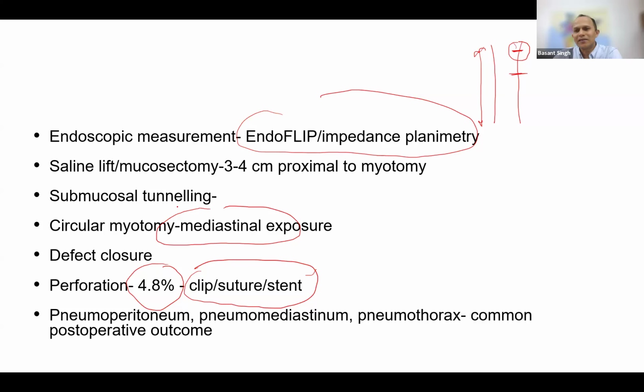Okay, and all these things, pneumoperitoneum, pneumomediastinum, pneumothorax, these are post-operative outcomes. They are not complications. Remember that they are not complications. If you have a mucosal perforation, then you have to close it. You cannot observe a mucosal perforation. But pneumomediastinum, pneumoperitoneum, pneumothorax are outcomes after your CO2 insufflation, so all these things can be observed.